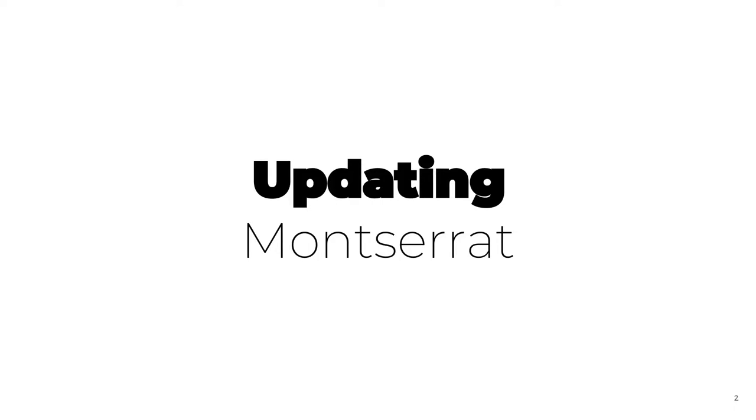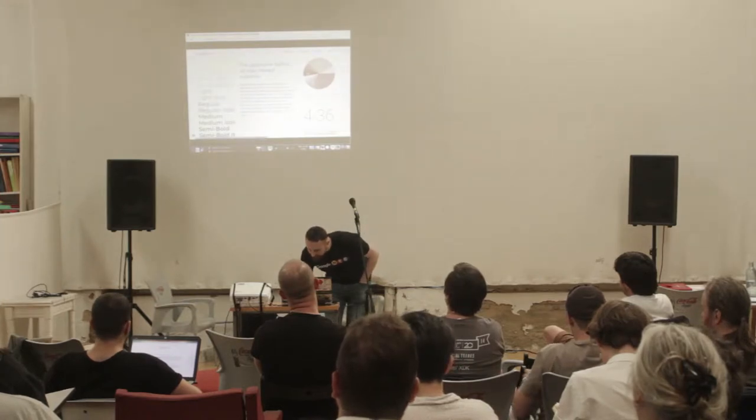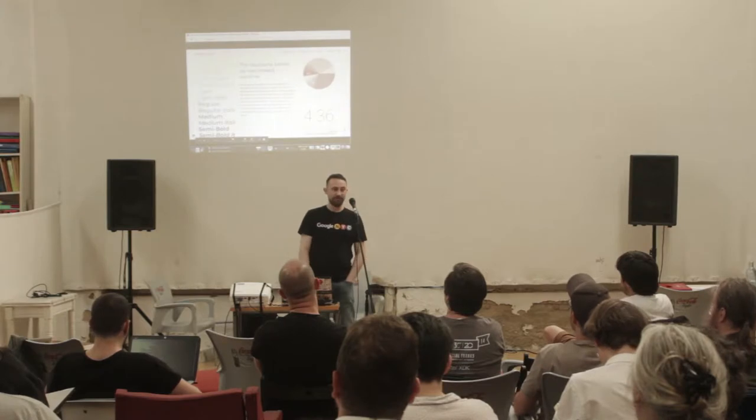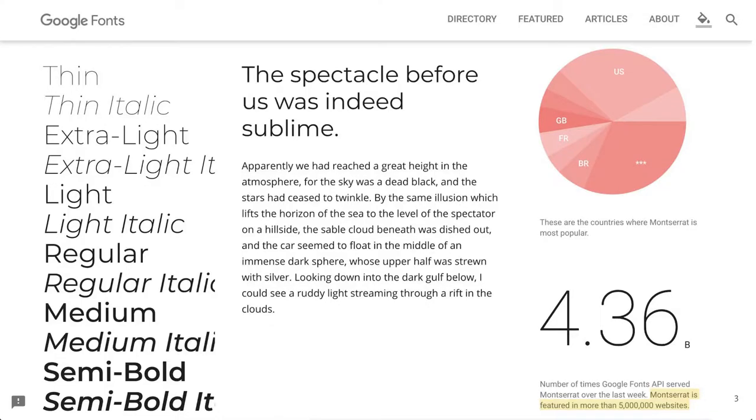I want to talk a little bit about the problem which variable fonts can solve. I work as a program manager at Google on the Google Fonts project, and we've been updating the quality of some of the fonts in the Google Fonts collection in the last few years. One of the most popular fonts is Montserrat. Montserrat has been featured on over 5 million web domains, and it's now a big family. It has a full range of weights, and it's been a collaborative project across continents. Different type designers from around the world have been contributing.